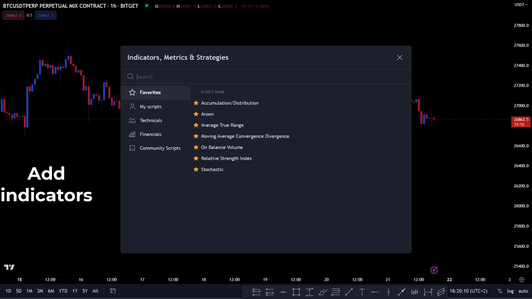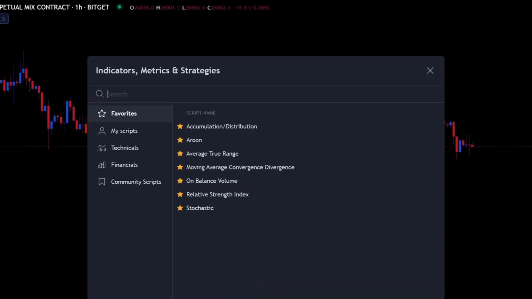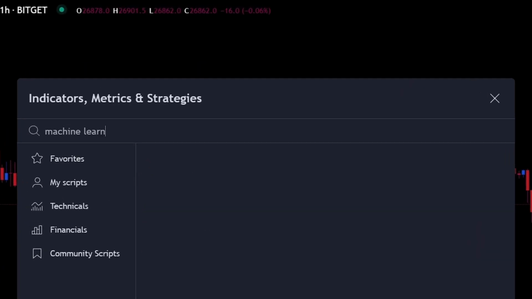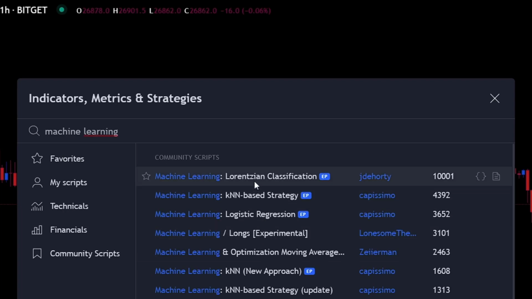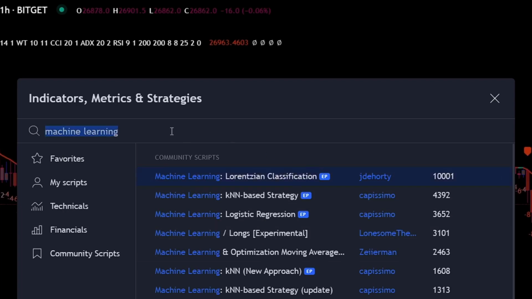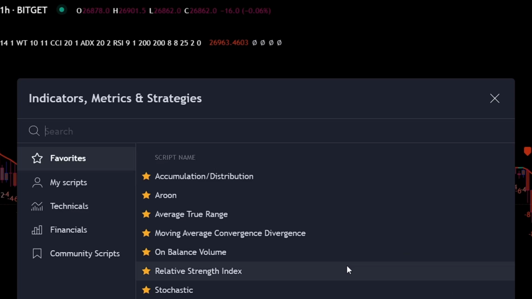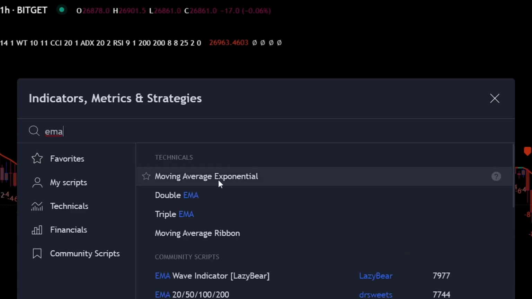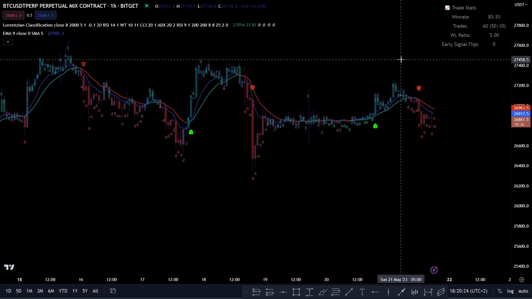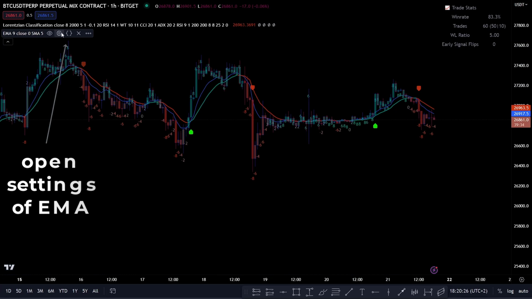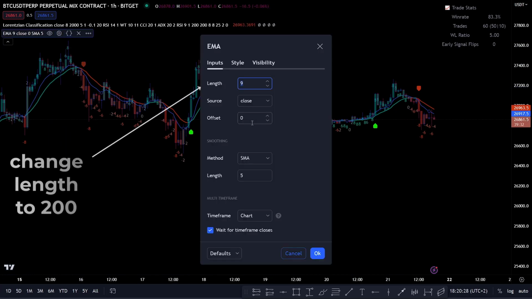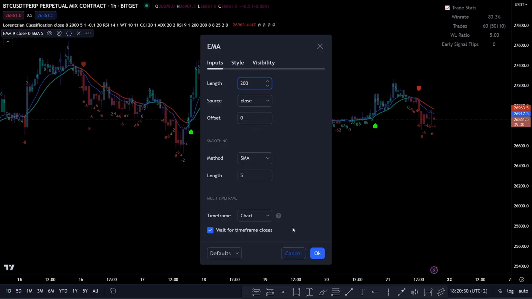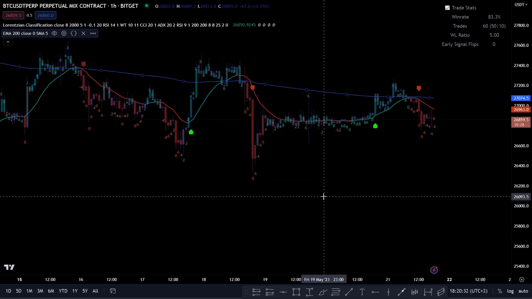We go to Tradingview and click Add Indicators. Then we type machine learning and add the indicator made by JD Horty to our screen by clicking on it. Next, we type in EMA and add the moving average exponential also to our screen. We go to settings of our newly added EMA and change its length to 200. Having added and set up our indicators, we can now execute the technique.